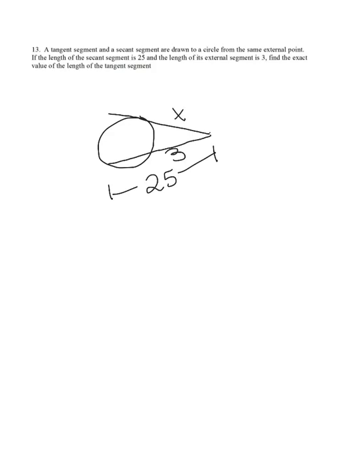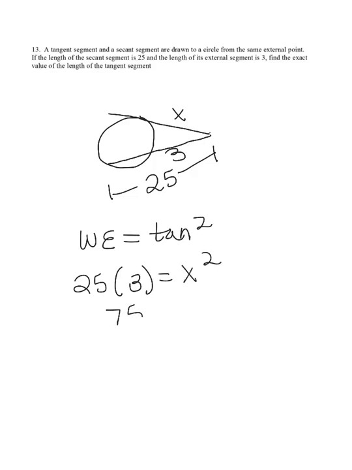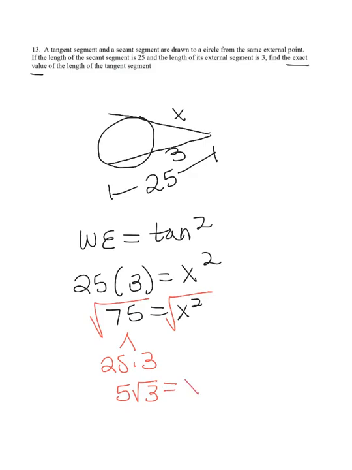So one of the properties that we know from circle theorems is that you take the whole secant and multiply the external, and that's equal to the tangent squared. So the whole of the secant is 25, as given. External is 3. That's equal to x squared. 75 is equal to x squared. And it says find the exact value. That means I'm going to simplify when I take the square root of both sides. 75 is not a perfect square, but I know that breaks down to 25 times 3. So the exact value of this tangent is 5 radical 3.